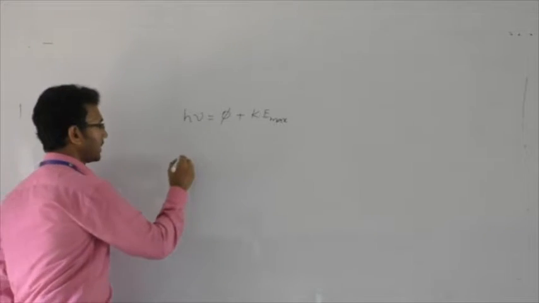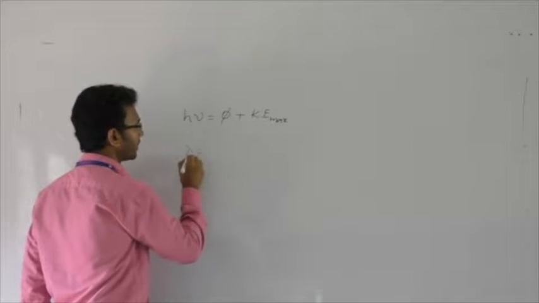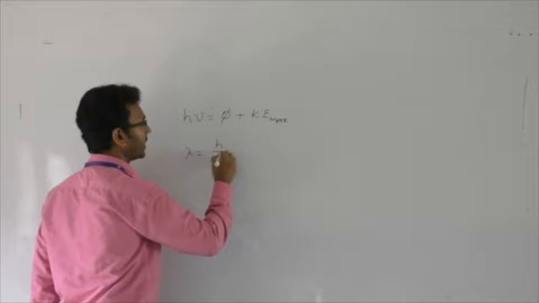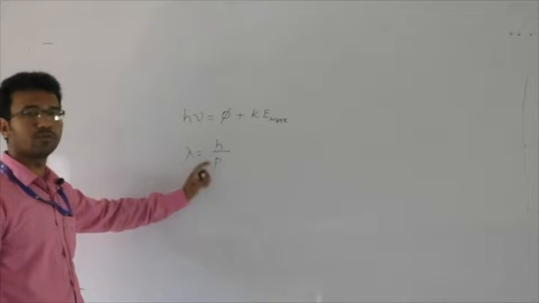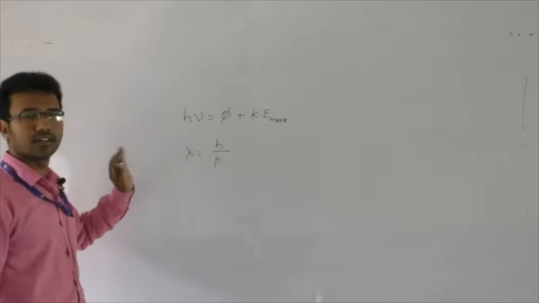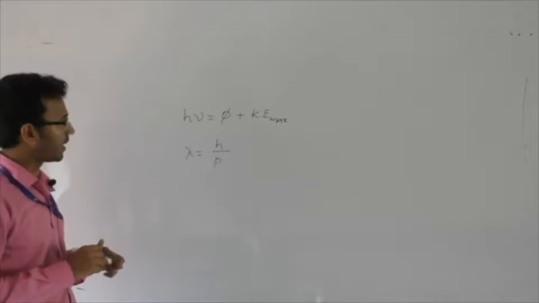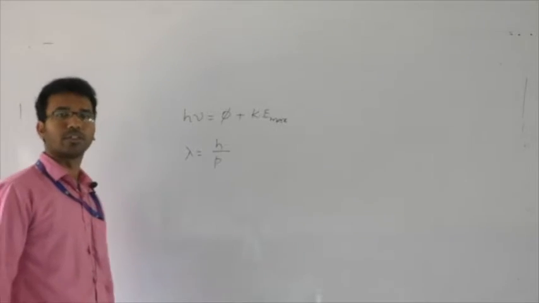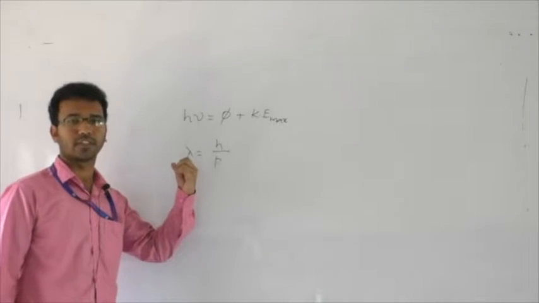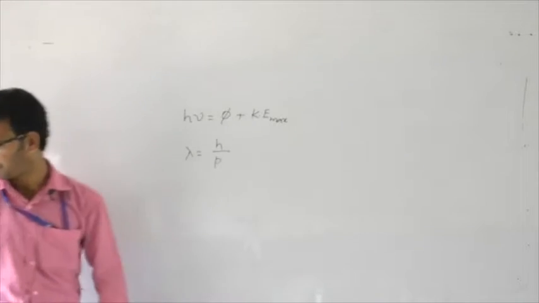Then the de Broglie wavelength lambda is given by h by p, where p is the momentum, mass into velocity. So these are the two equations that we have seen in the last two lectures. Now in this lecture, we'll do some exercises based on these two equations. Let's take the first one.